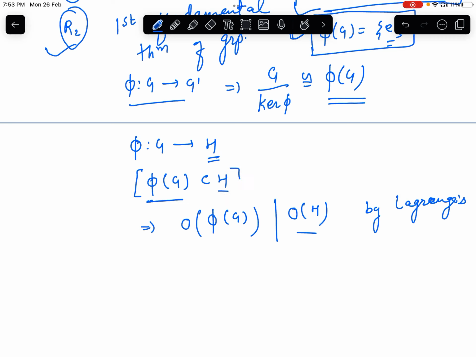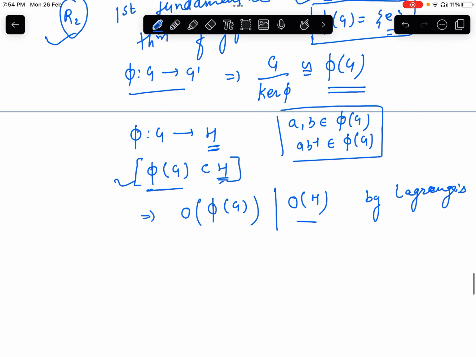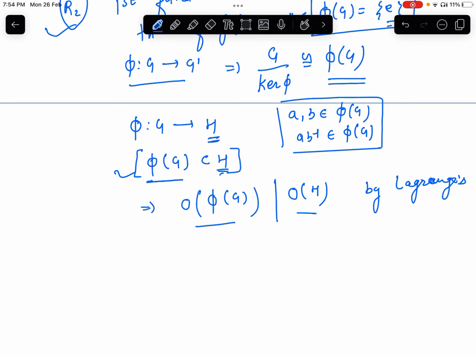This we can also prove easily by definition, that the range set of a homomorphism is a subgroup: if a belongs to phi of G and b belongs to phi of G, then a b inverse also belongs to phi of G. From this we can prove that phi of G is a subgroup of H, and the order of a subgroup divides the order of the group by Lagrange's theorem.